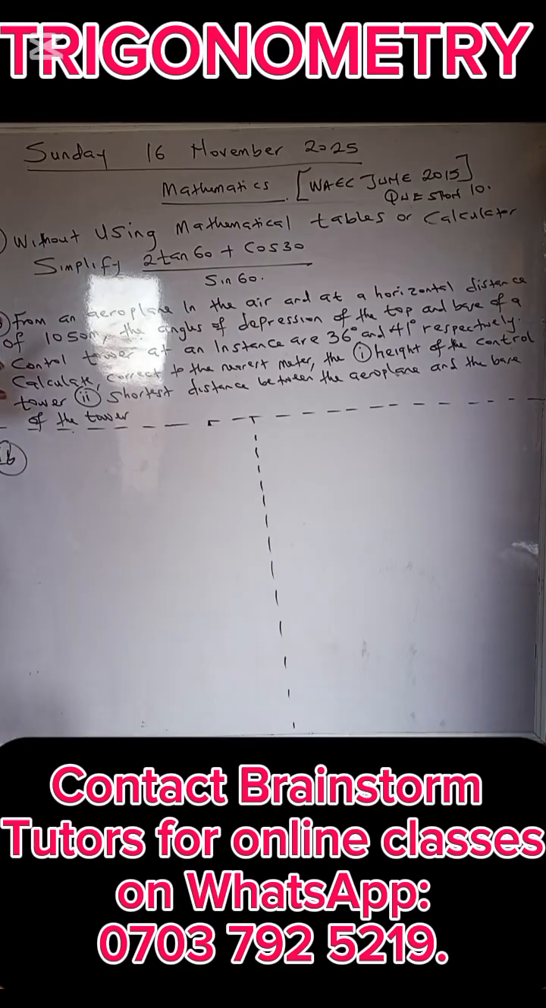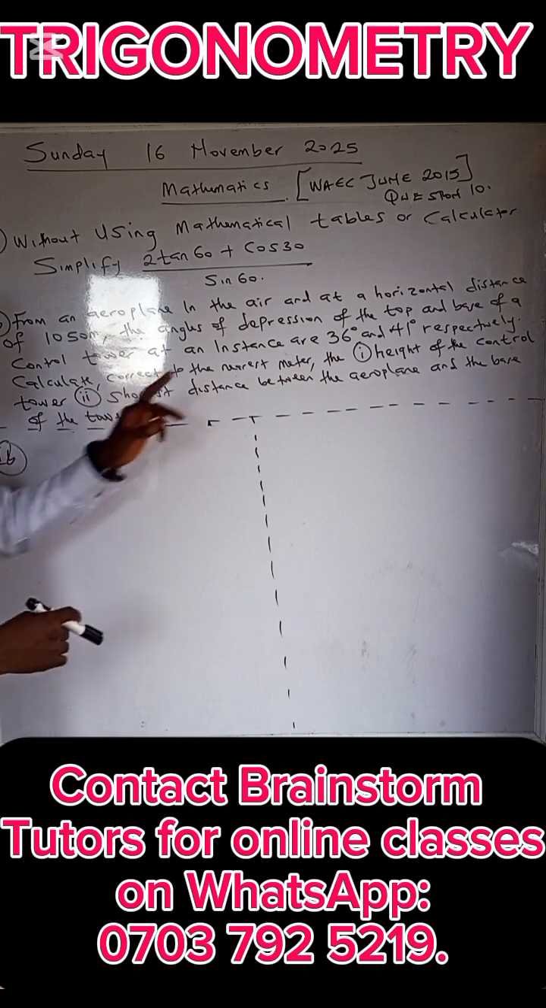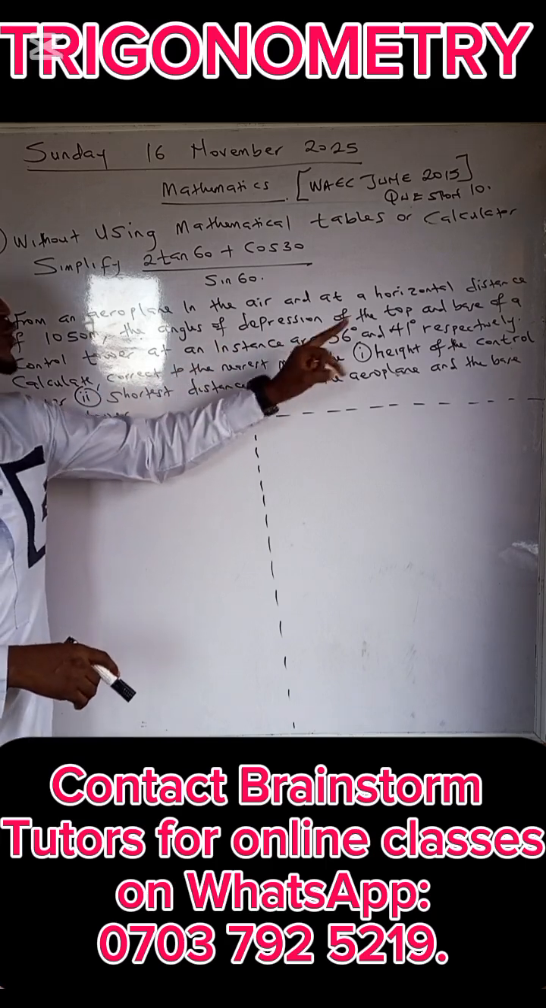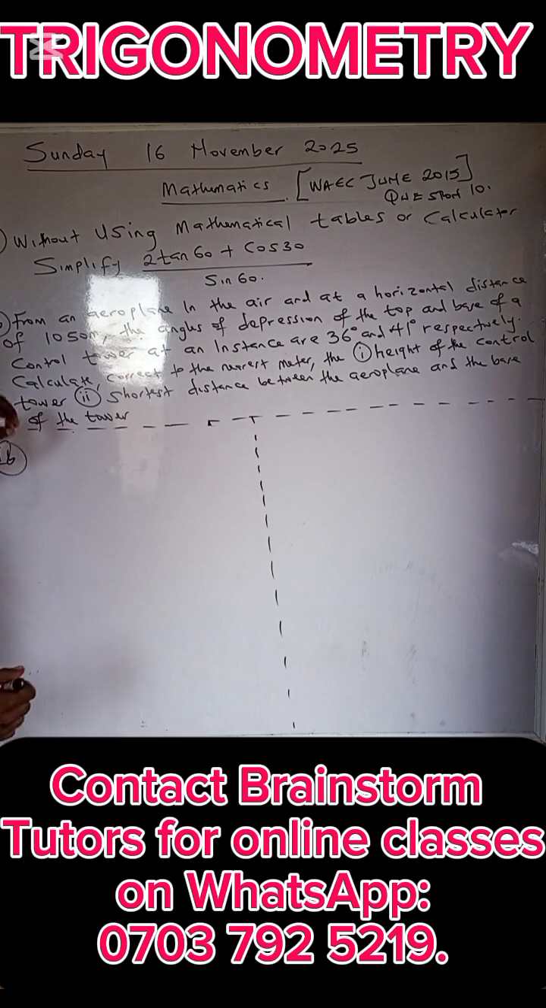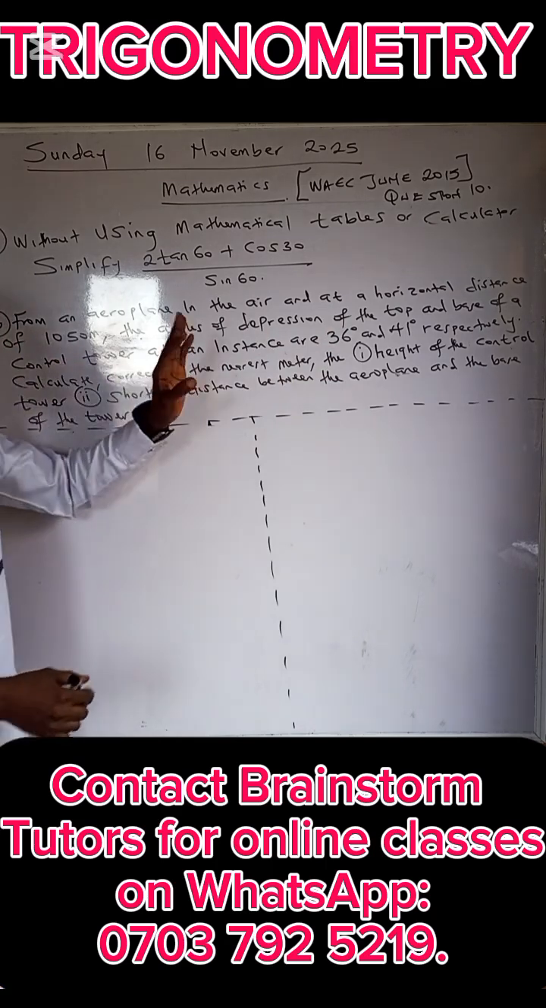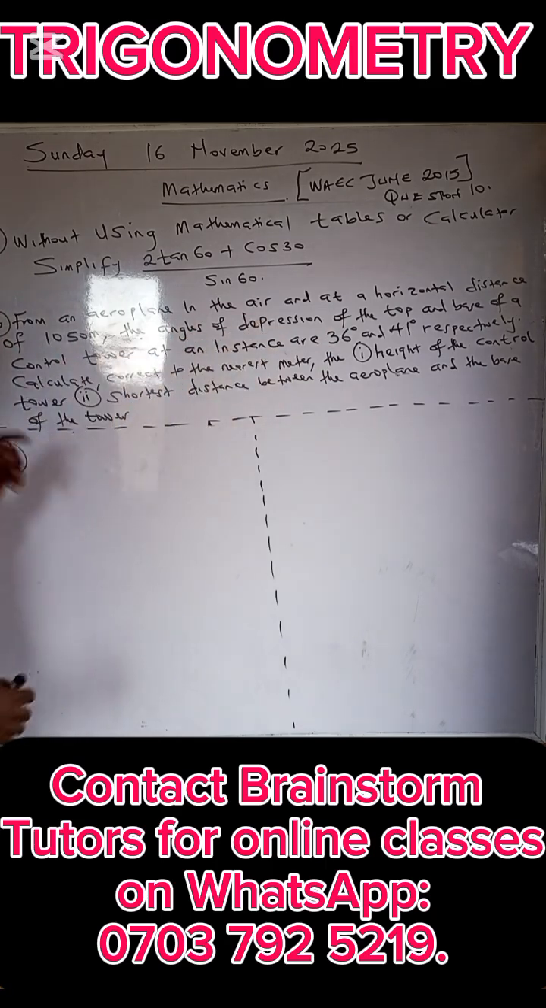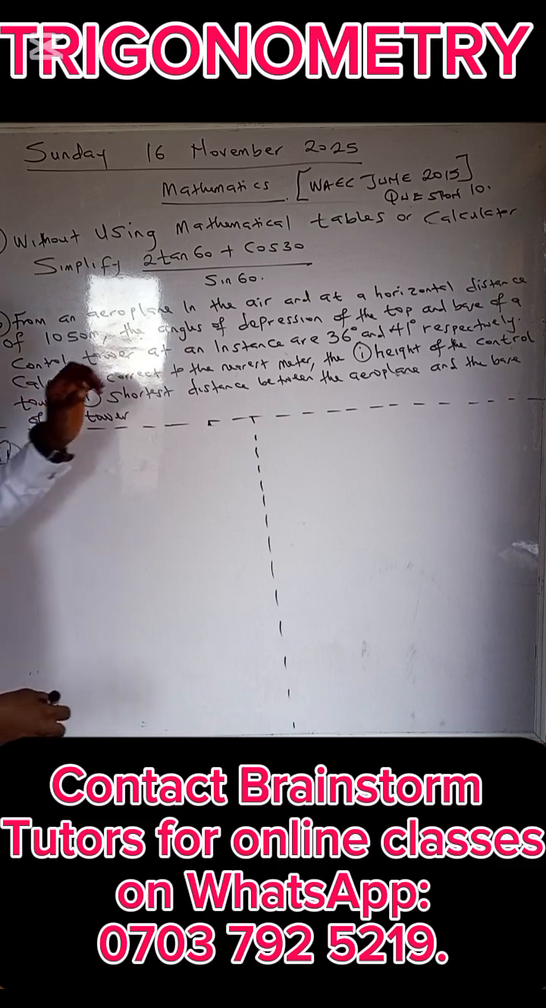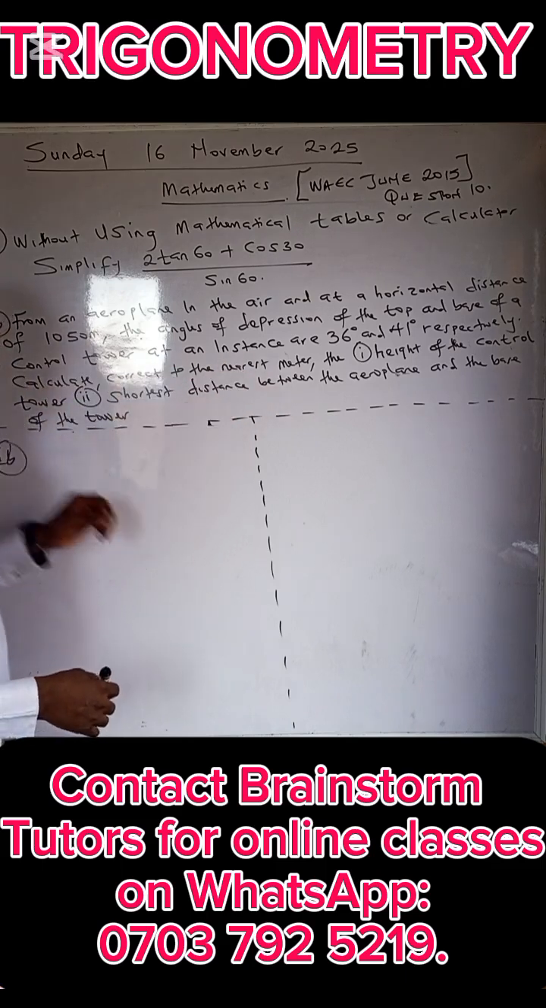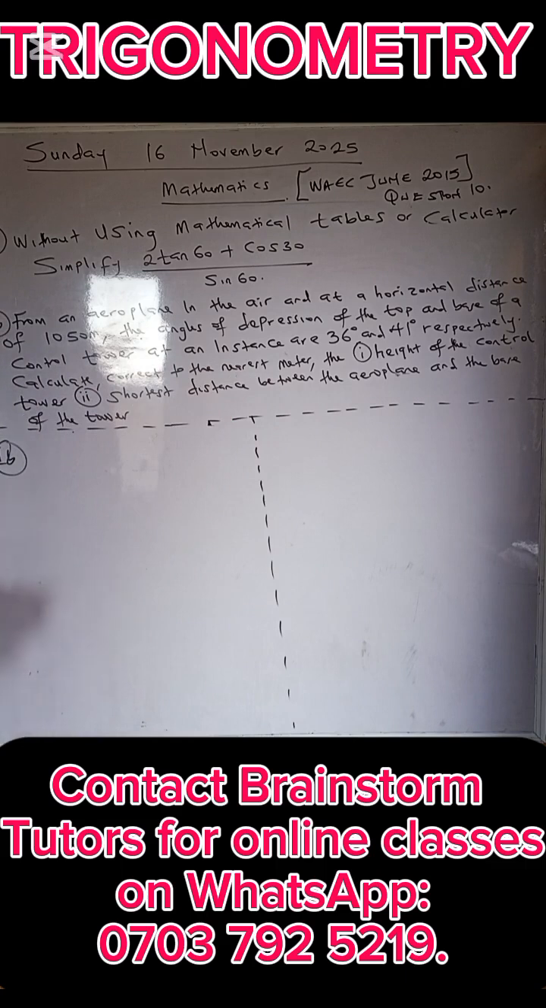From an aeroplane in the air at a horizontal distance of 1050 meters, the angles of depression of the top and base of a control tower at an instance are 36 degrees and 41 degrees respectively. Calculate, correct to the nearest meter, first the height of the control tower, and secondly the shortest distance between the aeroplane and the base of the tower. So now, it's very simple.